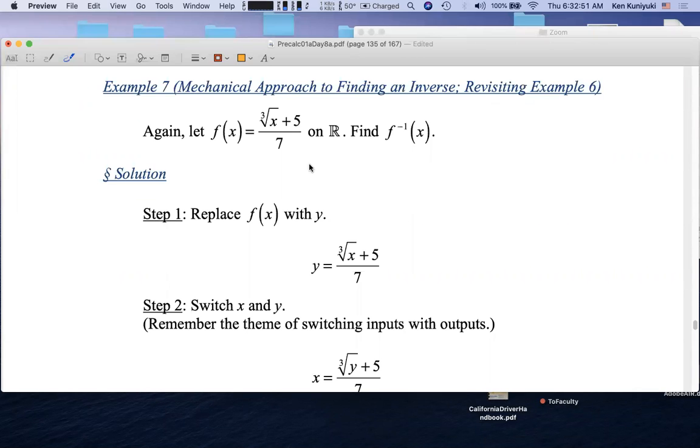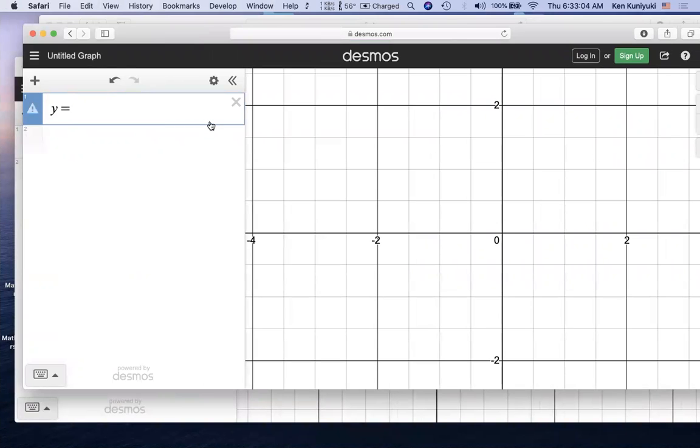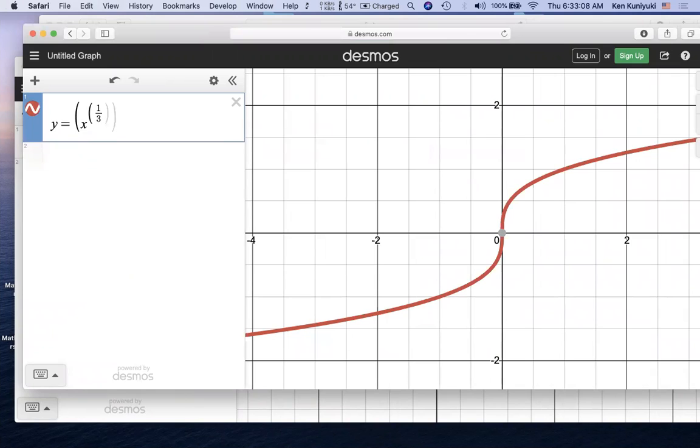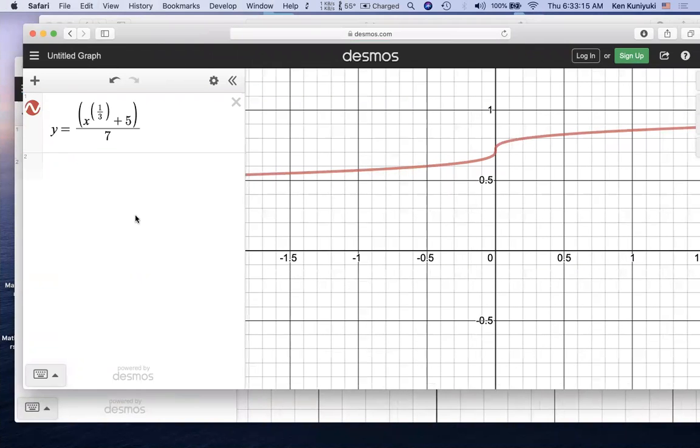Hi everyone, let's verify our inverse function rule graphically. Let's start by graphing the original function, y equals the cube root of x plus 5 all over 7. Y equals, parenthesis, the cube root of x, that's x to 1/3, plus 5 all over 7. That's the original graph of the function.